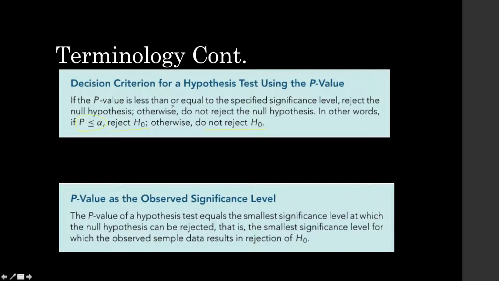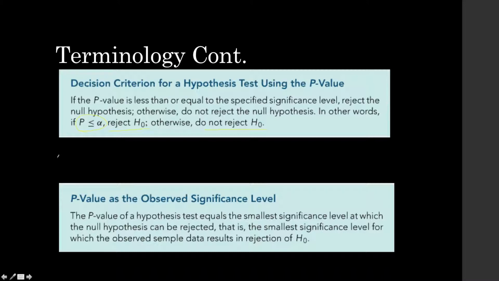If the p-value is less than or equal to the specified significance level, we reject. That's for all p-value problems, okay? So keep that in mind. Not just the left-tailed. It happened to be left-tailed this time, but for all of them.